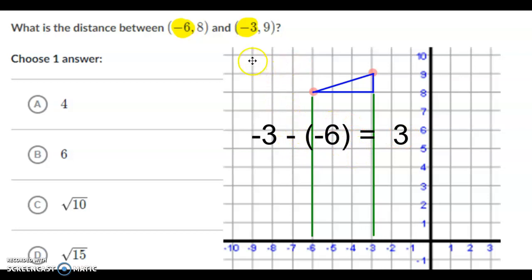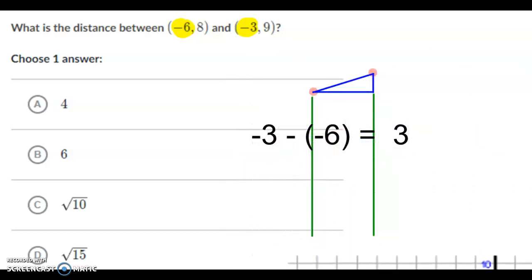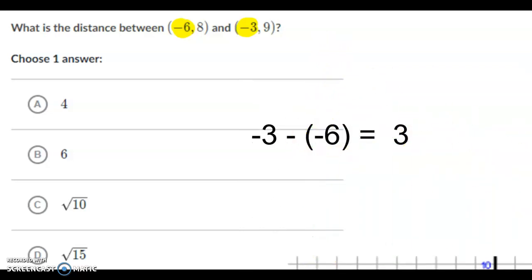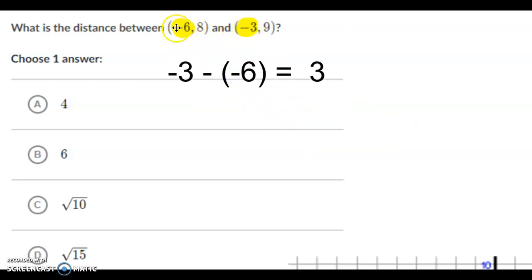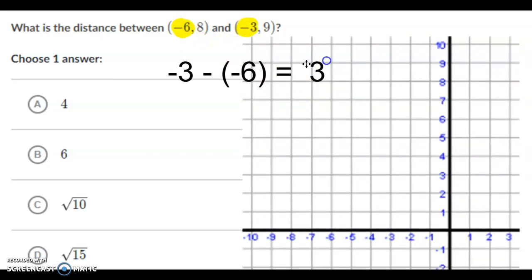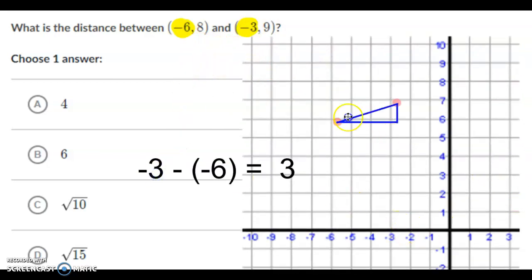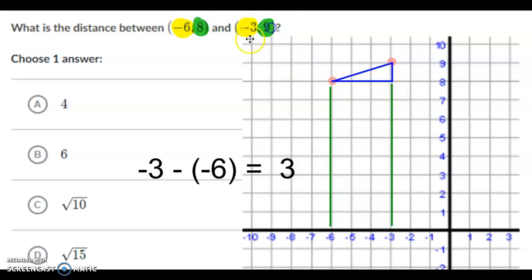In other words, I don't even have to have any of this. I'm finding the leg of that triangle just by looking at these two numbers and subtracting them. -3 minus -6 is 3. And what did I actually do when that happened? Well, I've got my triangle at -6, 8, and what it did for me was find this distance. And we can do the same thing with these two numbers.